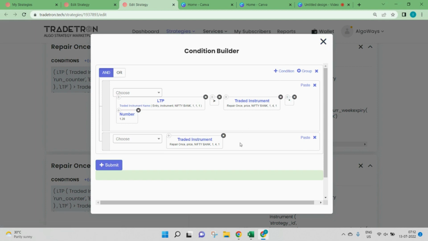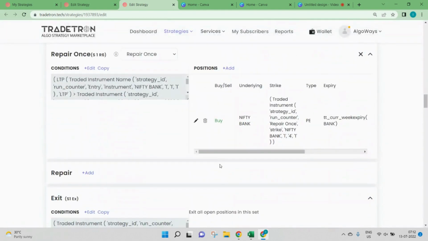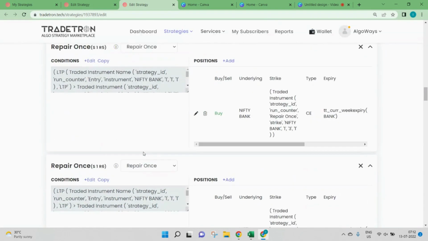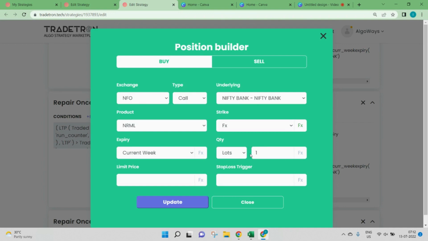And just to ensure that it takes the right trade at the right time, I have put the traded instrument repair once, that is, the re-entry has happened. So we are ensuring that the re-entry happened by this, and then if the re-entered price has gone up by 20% of its re-entry price, then we will exit the 1 minute. I think I made this one fifth. We'll exit the call option.